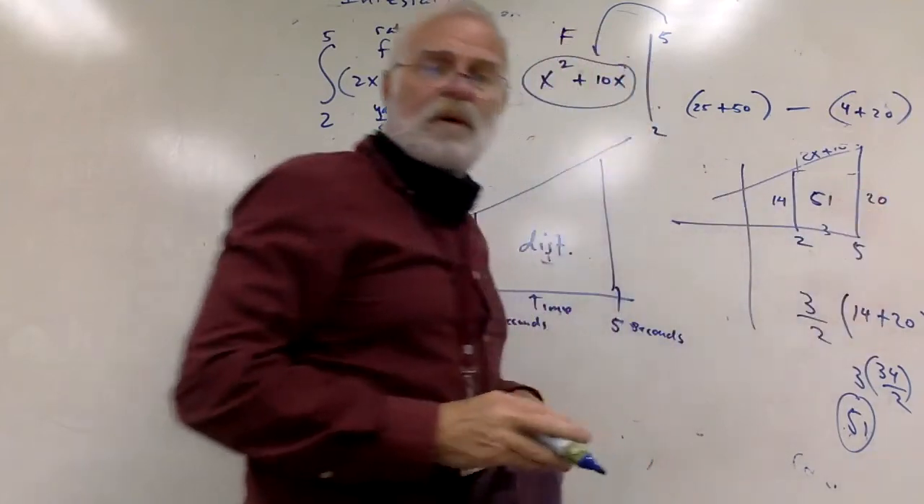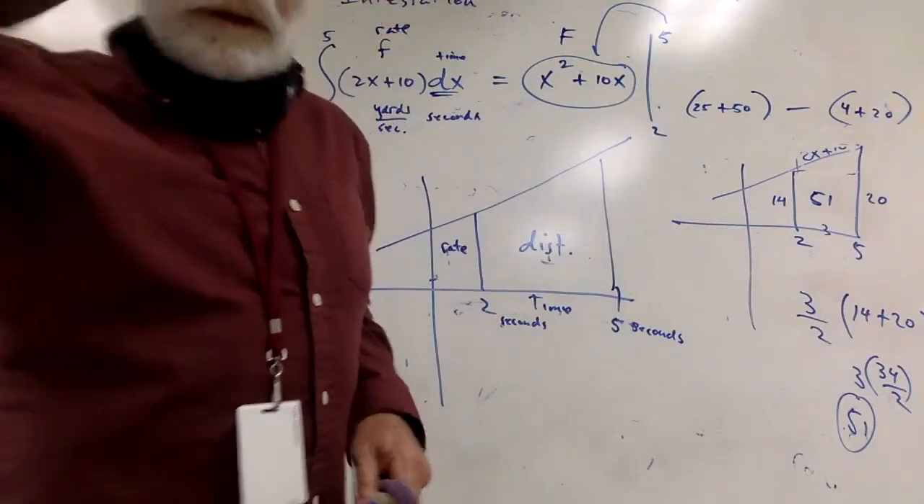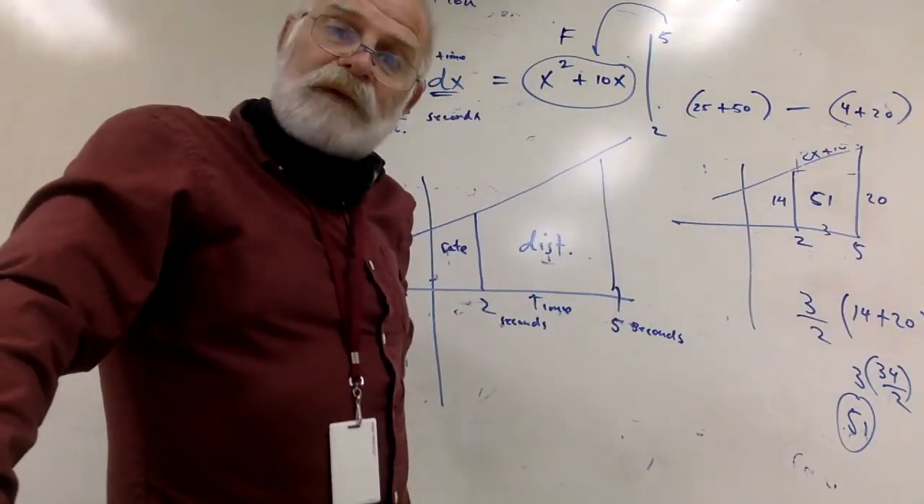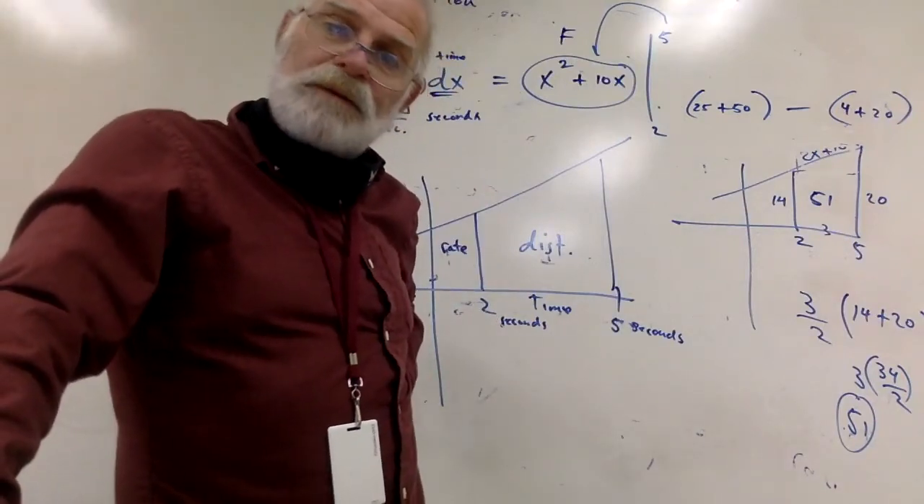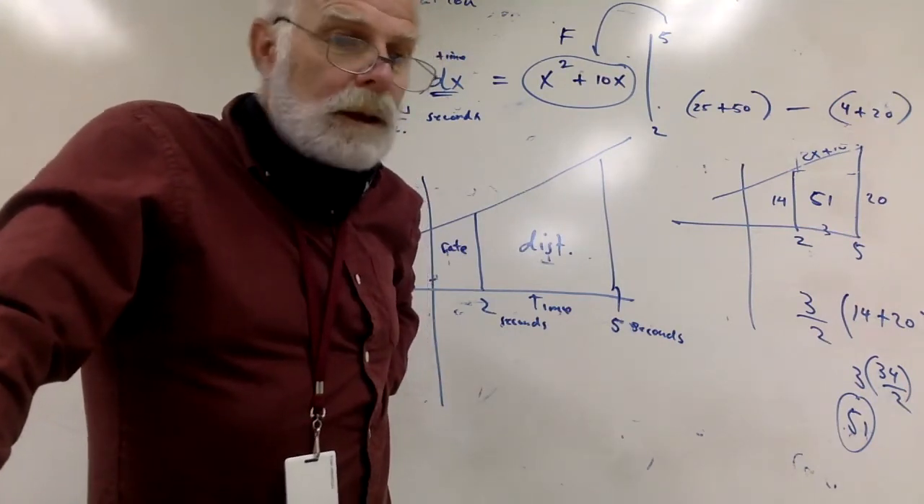What does that 51 represent? How many yards the Olympic athlete covered between moment 2 seconds and moment 5 seconds. All right, so we're already applying things to a given physical situation. Okay, getting there.